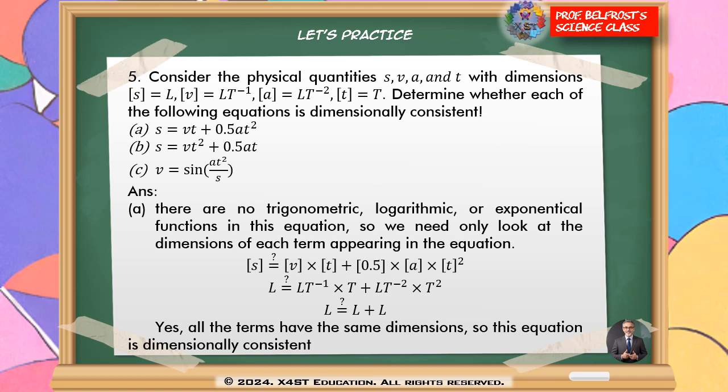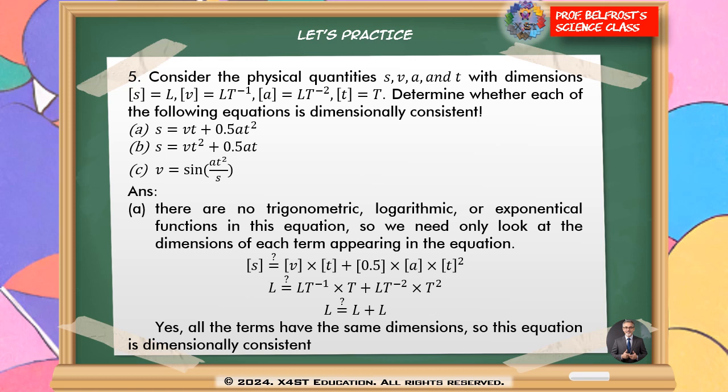And the fifth, the last question. Consider the physical quantities S, V, A, and T with dimensions: S is L, V is LT to the minus 1, A is LT to the minus 2, and T is T. Determine whether each of the following equations, A, B, and C, is dimensionally consistent.